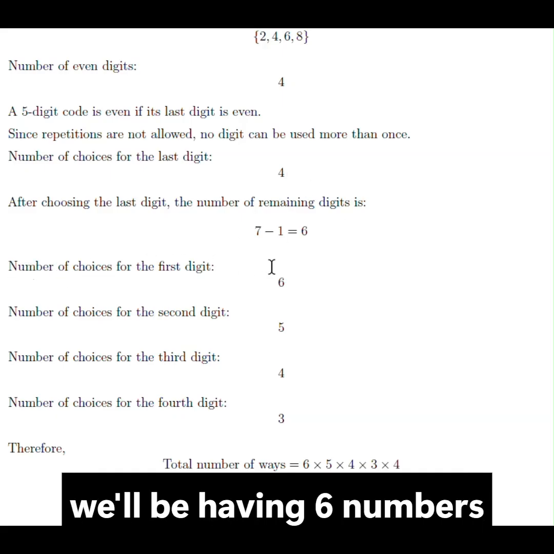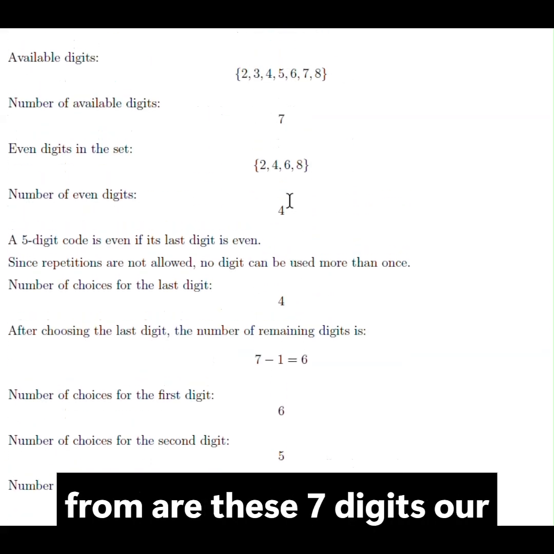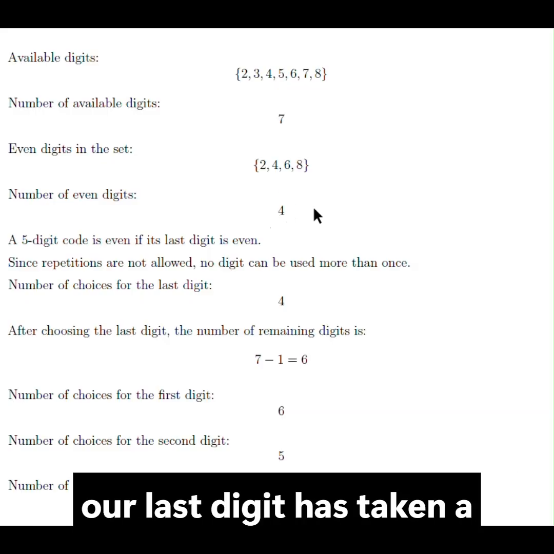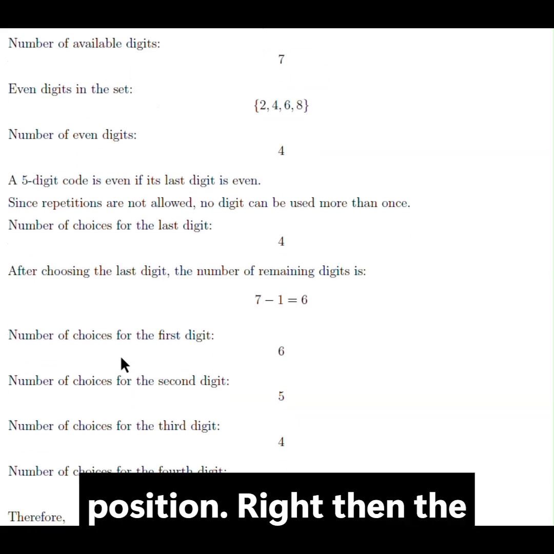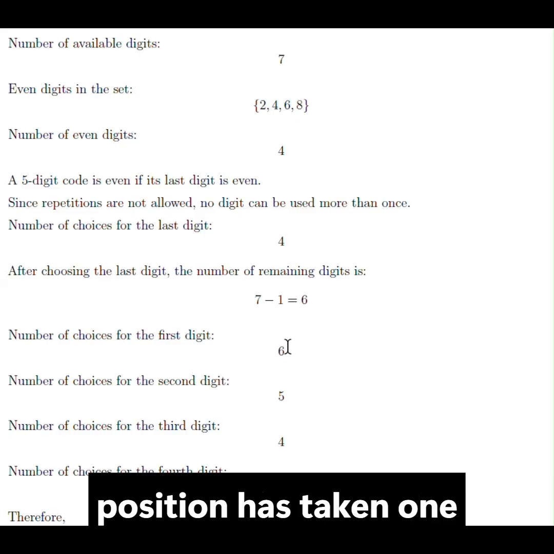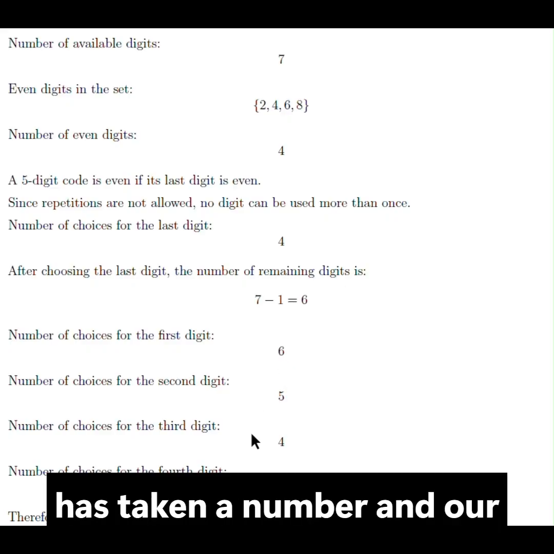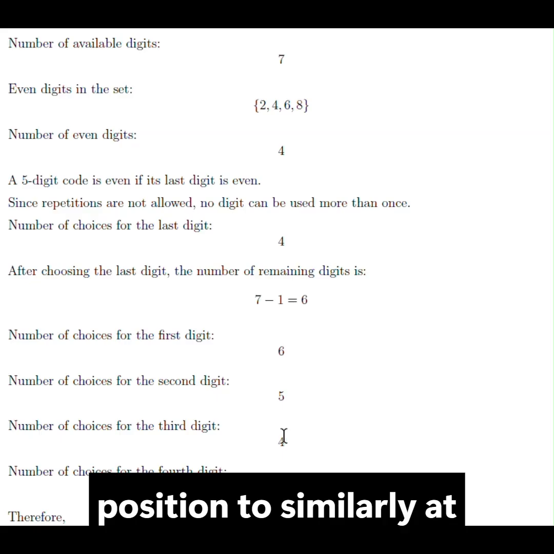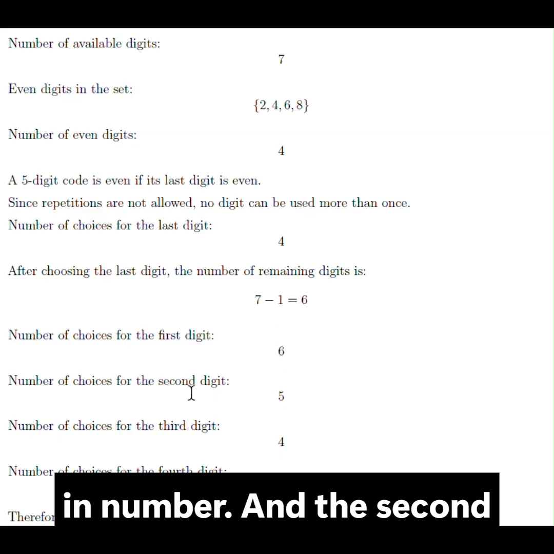If we take the last digit off, let's now move to the first digit. For our first digit, we'll be having 6 numbers left. Remember, the total number of digits we can pick from are these 7 digits. Our last digit is taking one number at a time, and so at every instance that our last digit has taken a number, we're left with 6 numbers to fill up the first position, right? And then the second position, at every instant that our first position has taken one number, the second position is left with 5 digits, because our first position has taken a number and our last position also has taken a number.